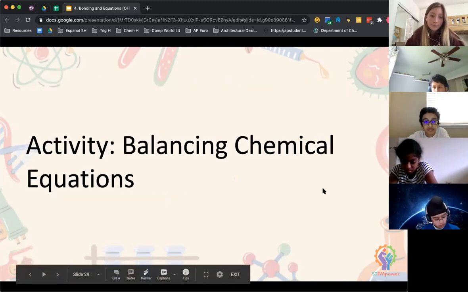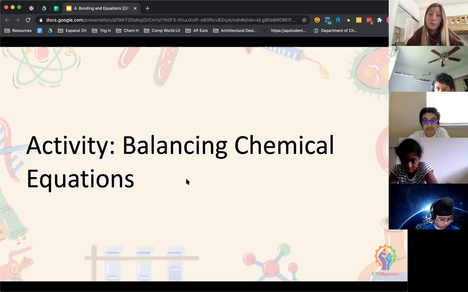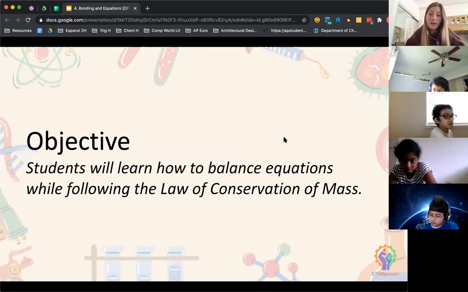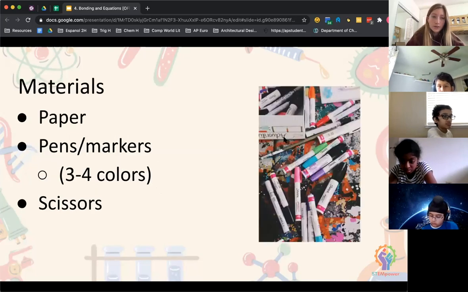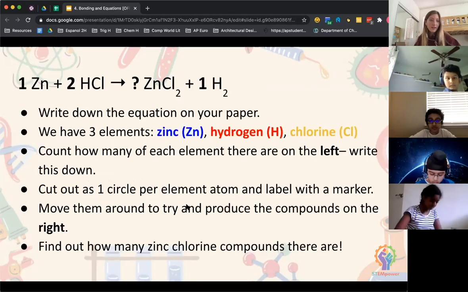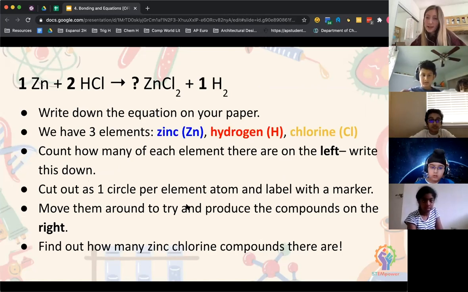All right. So our next activity is we will balance these chemical equations ourselves. The objective is that we will learn how to balance equations while following the law of conservation of mass, which, if we remember, is that nothing will be created or destroyed. So there must be the same amount of atoms on the reactants and the product side of the equation. For our experiment, we will need paper, 3 to 4 pens or markers, and scissors. Awesome. Don't get scared, there's a lot of text on the slide, but we'll break it down.